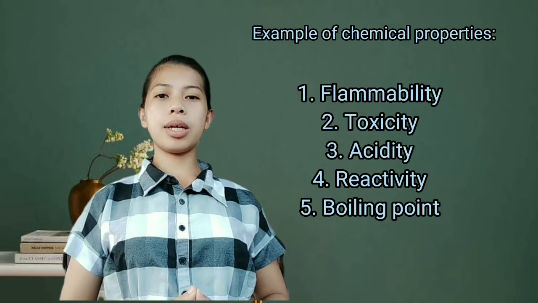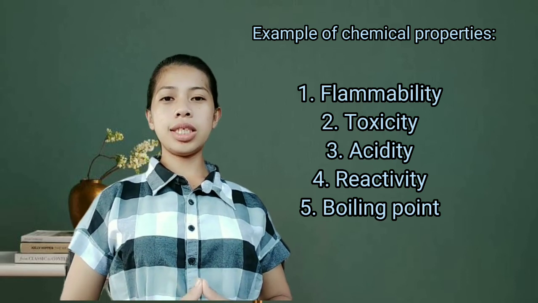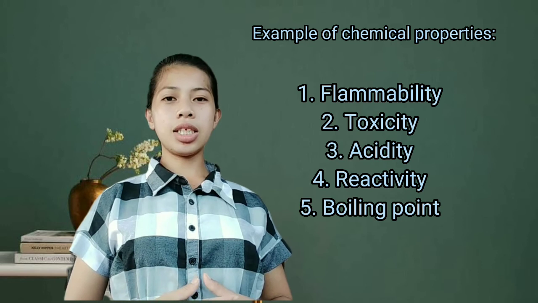Chemical properties are the properties that become evident during or after a chemical reaction, and any quality that can be established only by changing a substance's chemical identity. Examples of chemical properties are flammability, toxicity, acidity, reactivity.